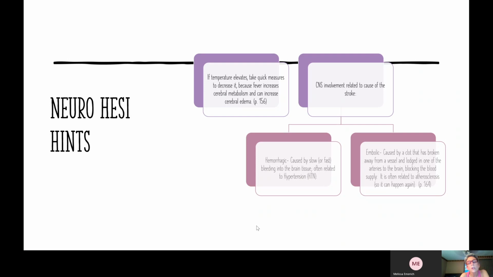So of course, that patient would not be a candidate for TPA or for a clot buster, because they're already bleeding into their brain. You don't want to give them anything that's going to cause more bleeding potentially. If there's an embolus, however, it's caused by a clot that's broken away from a vessel and is lodged in one of the arteries to the brain and is blocking blood supply. So this is often related to atherosclerosis. And so if it's happened once before, it can also happen again.